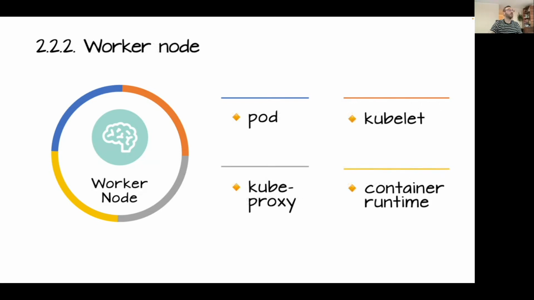Okay, let's move on to the worker nodes. The worker nodes again have 4 main components. It has a pod, which we will talk about in more detail in the next slides. This is the main unit that Kubernetes can manage, the main resource. You will see that a pod is actually a wrapper over a container.